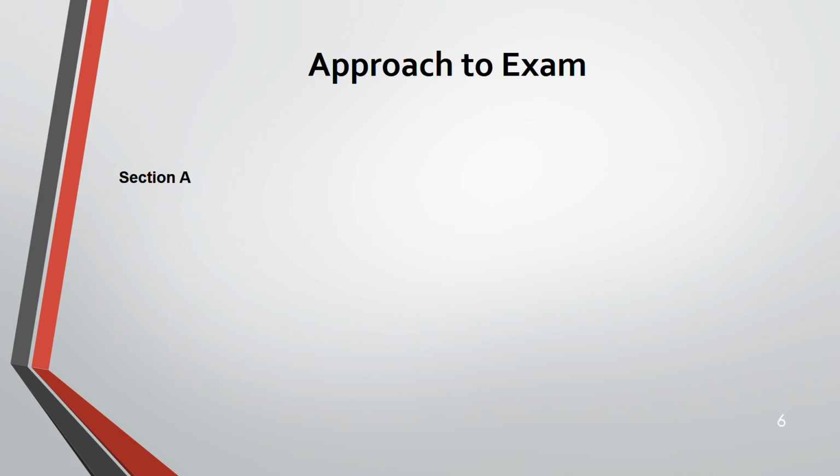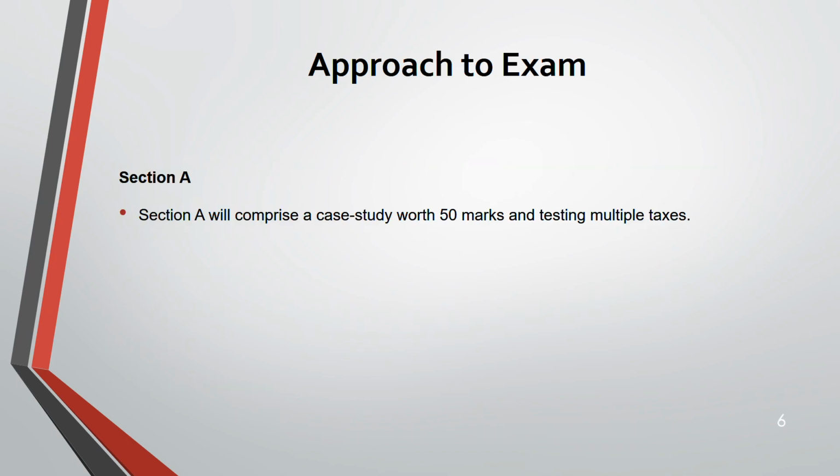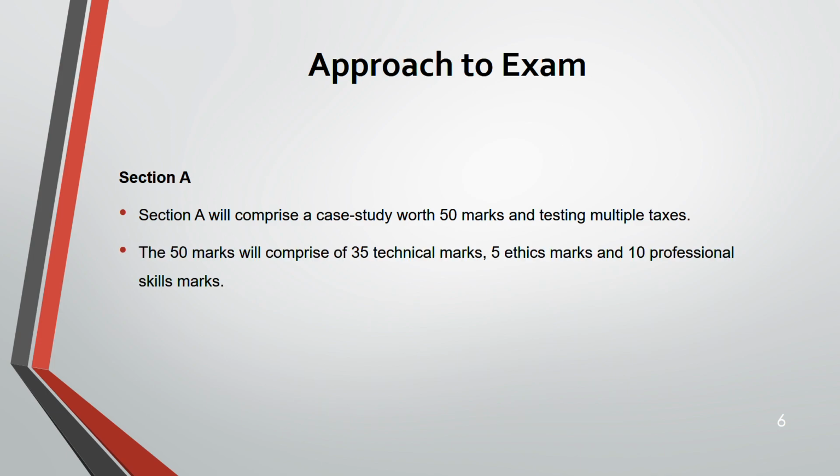2 sections are there. Section A is for 50 marks. One case study for 50 marks, which will be testing multiple taxes, not just one tax. And this 50 marks has 35 of technical, 5 ethics marks, and 10 professional marks. All 4 professional skills will be tested in section A.